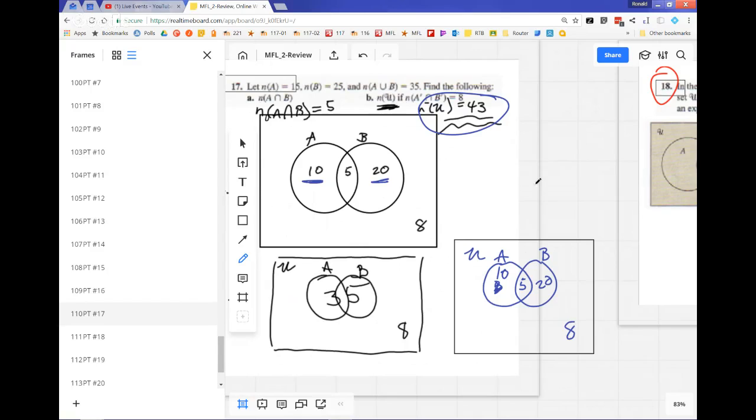Yeah, part A, they hadn't told you the 8 yet. But with part B, that's the big clue that they gave you there. What's the number in the universal set if the number in that outer ring is 8? Yeah, you missed that. That's a major clue you want to make use of.